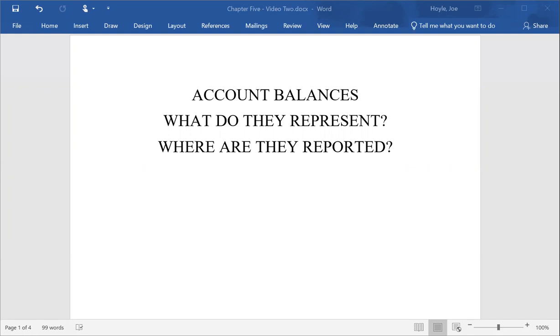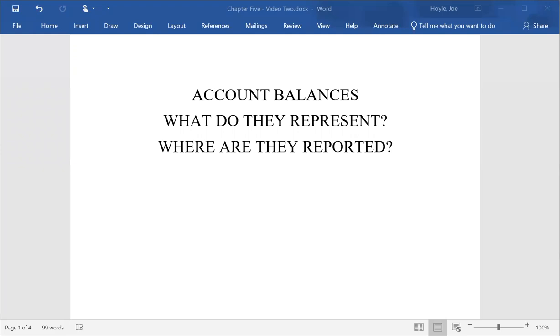We're now looking at chapter number 5, and I want to look at some account balances. By now, you've already studied journal entries and adjusting entries, and hopefully you've made some financial statements. I want to take a look before we go into anything deeper. I want to make sure that you understand the various account balances and what they might mean.